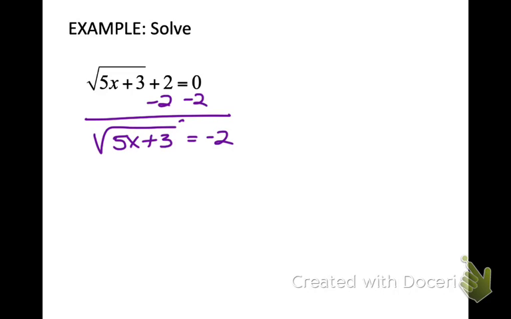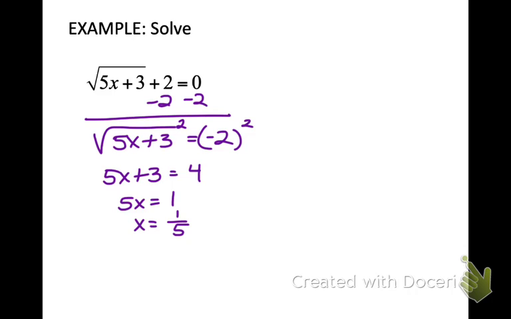Square root's by itself, so now I'm going to square both sides. So now I have 5x plus 3 is equal to 4. Subtracting 3 gets me 5x is equal to 1. Dividing by 5 gets me x is equal to 1/5. Oh, I didn't even make my answer fancy in the last one. How quickly I've forgotten. All right, let's check it.